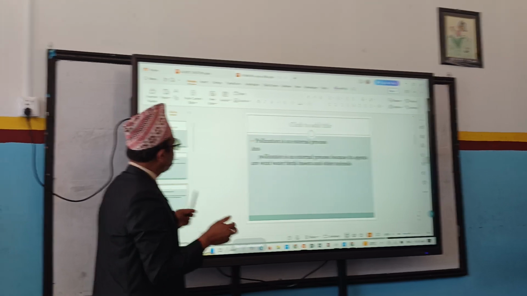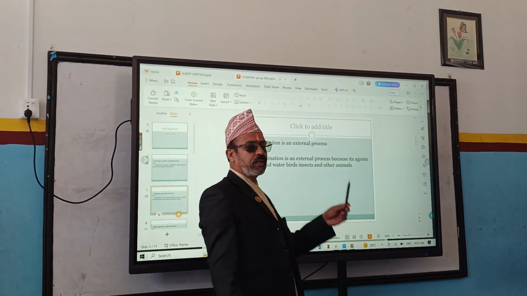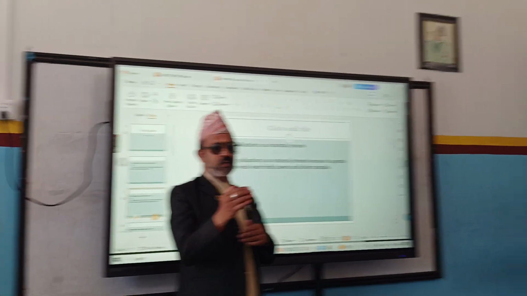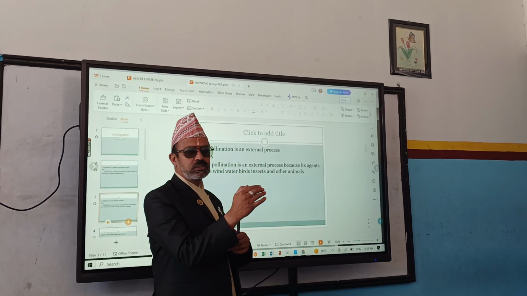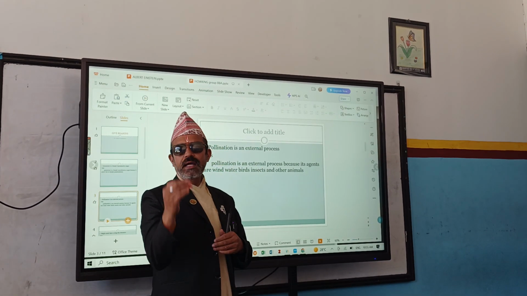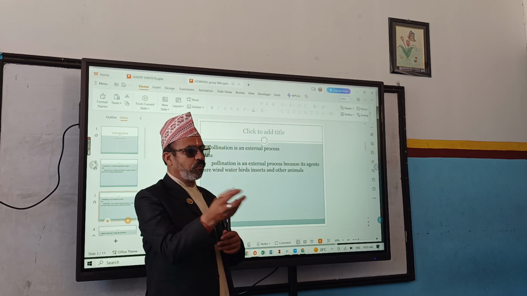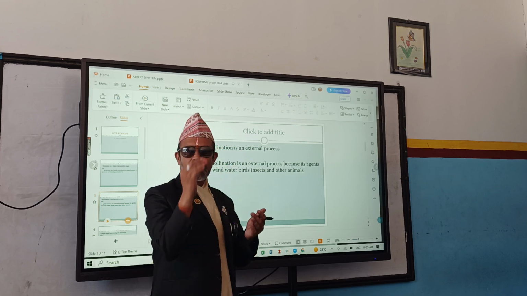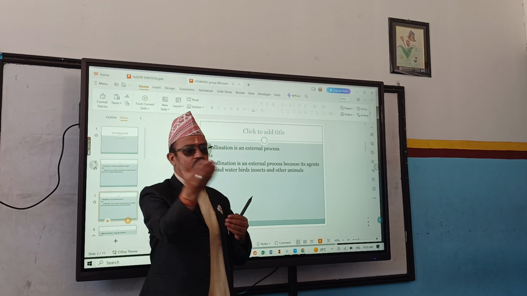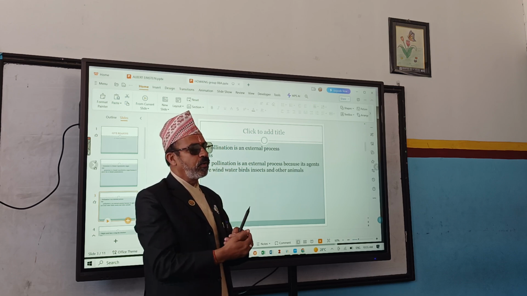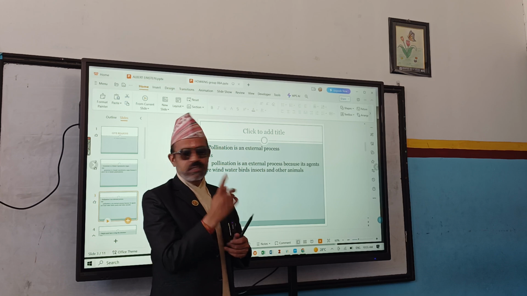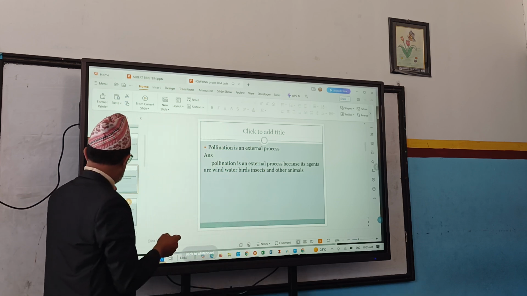Second one is pollination is an external process. Pollination is an external process because pollen grains transfer from anther to stigma outside only. When the pollen grains transfer from anther to stigma, and the stigma is also outside, that is called pollination. That's why this is an external process, right? What is the third one?